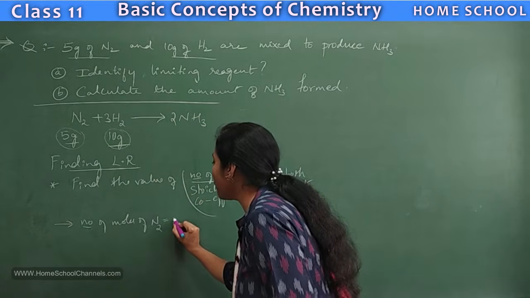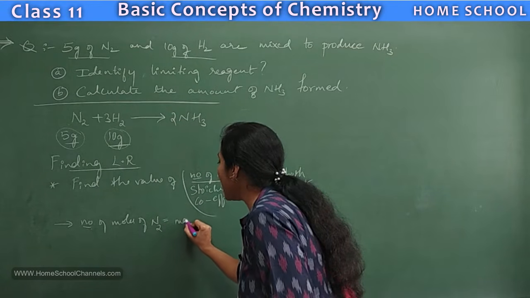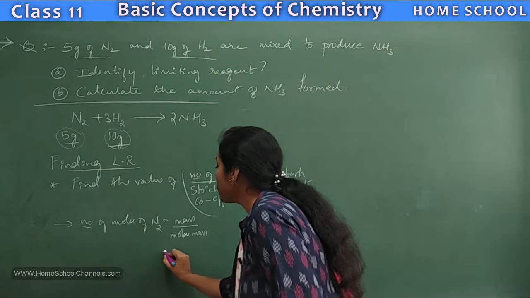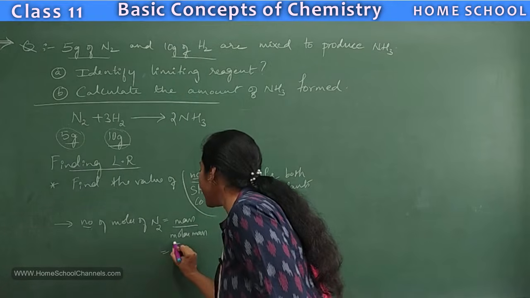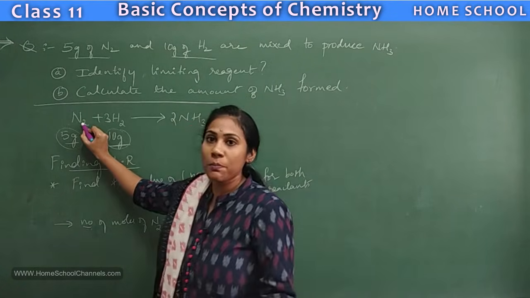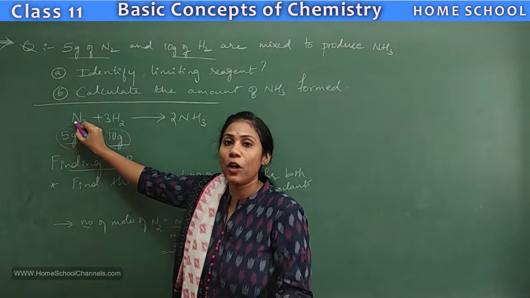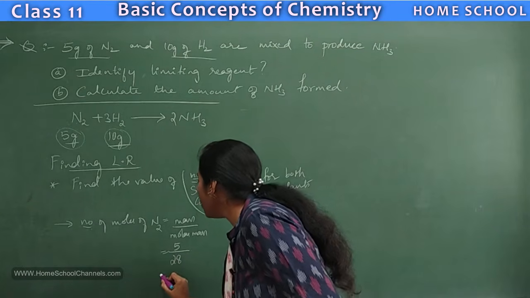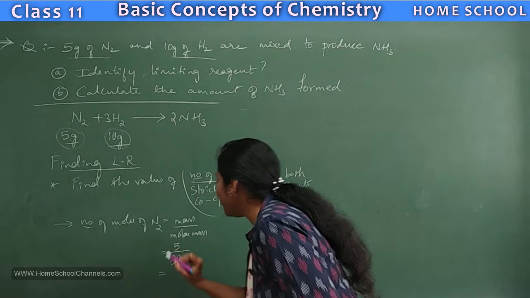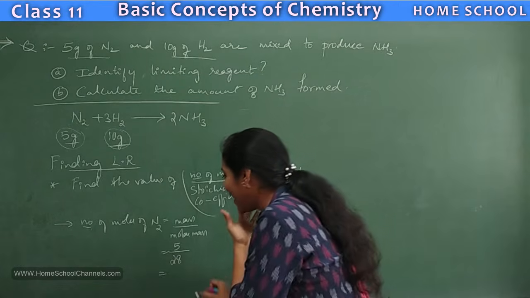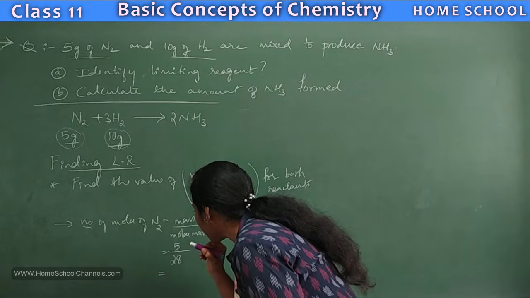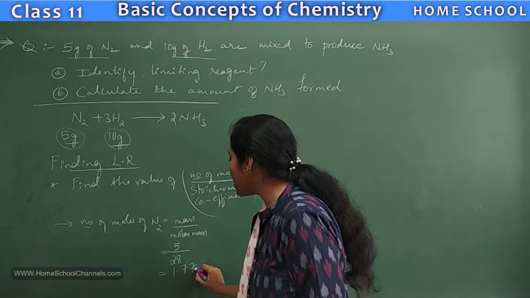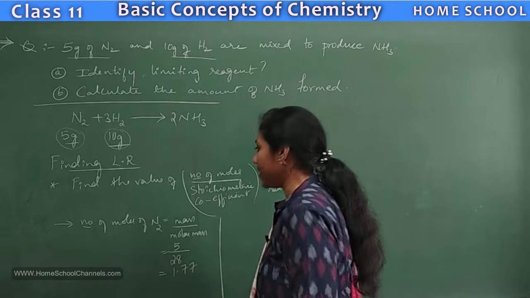So how much do you get? What is the formula? It is mass divided by molar mass or molecular mass. So what is the mass given? Mass given is 5 divided by N2's molecular mass. N atomic mass is 14, 14 into 2, 28. So what is the answer you will get? 5 divided by 28. I think you will get around 1.77. Okay. So number of moles of nitrogen is 1.77.